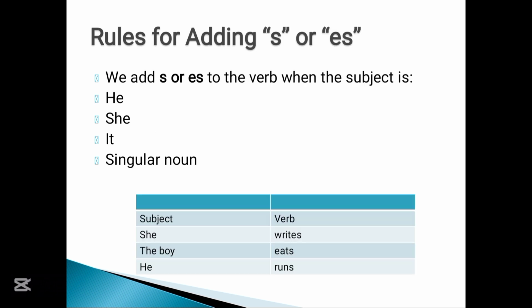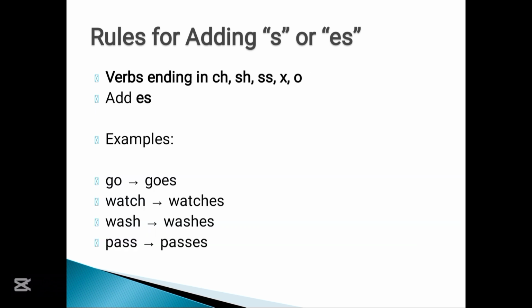Now we're going to discuss the rules for adding s or es. We add s or es to the verb when the subject is he, she, it, or a singular noun or subject. Now we have a couple of examples right here. She writes, the boy eats, he runs. Now we're going to discuss the rules for adding s or es in detail. We have some rules for where to add es with the verb.